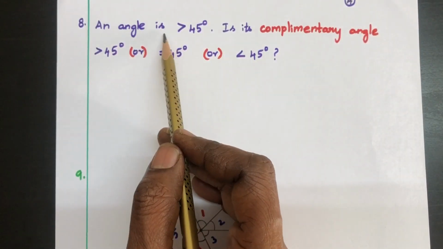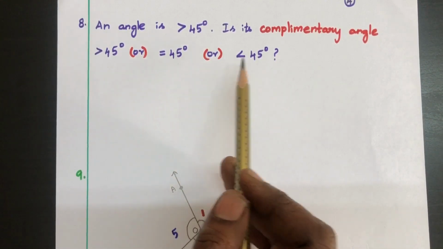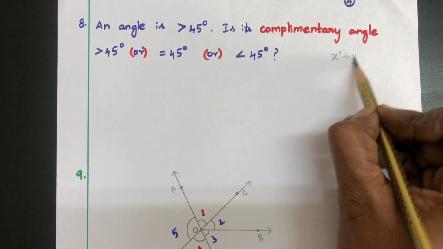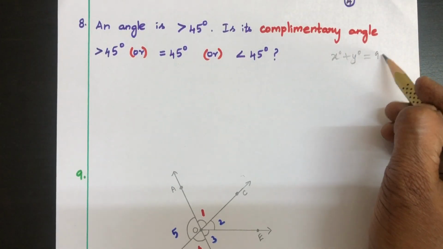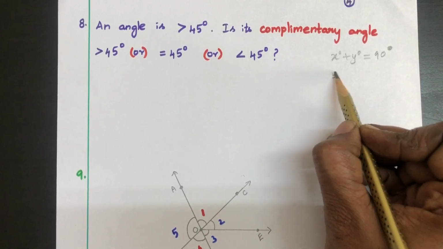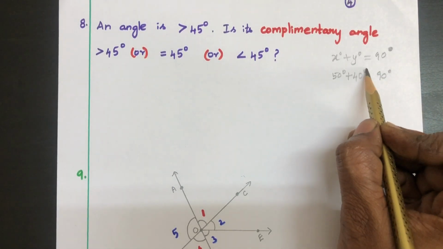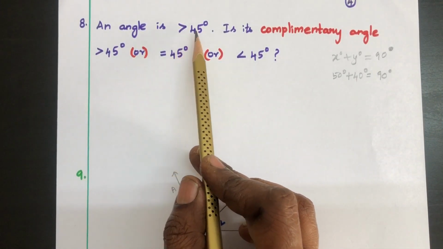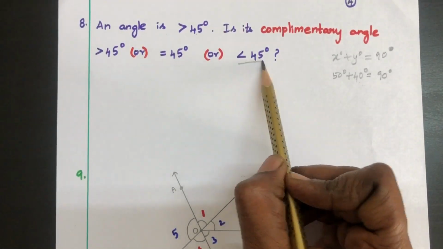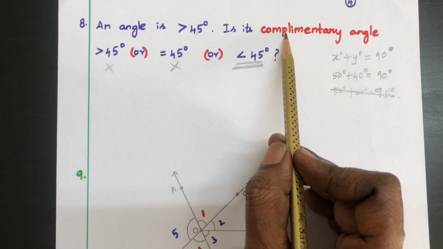Eighth question. An angle is greater than 45 degrees. Should its complementary angle be greater than 45 degrees, equal to 45 degrees, or less than 45 degrees? Complementary angle means if you add two angles, some x plus y should give you 90 degrees, correct? If one of the angles is greater than 45 degrees, let us take some 50 degrees, what should be the other angle to make it 90 degrees? 40 degrees, right? So if one angle is greater than 45 degrees, the other angle must be less than 45 degrees to make a complementary angle.